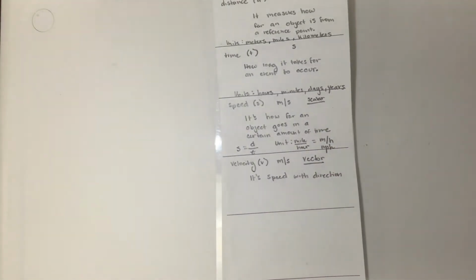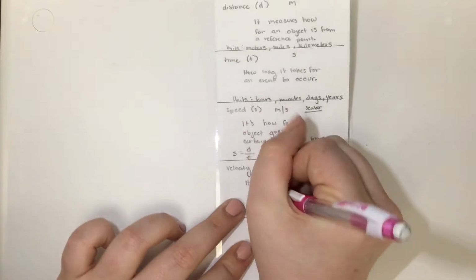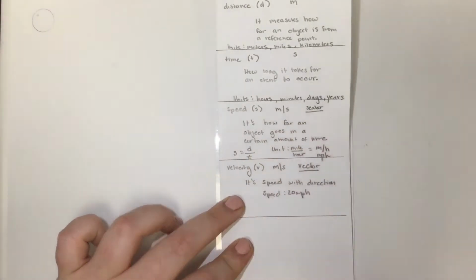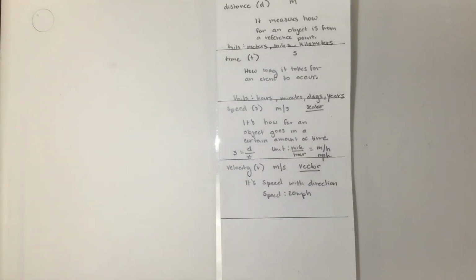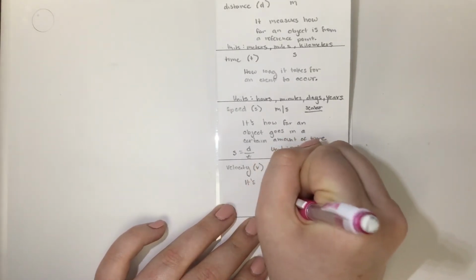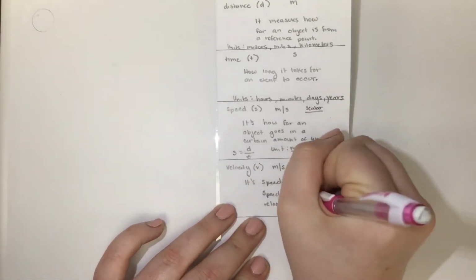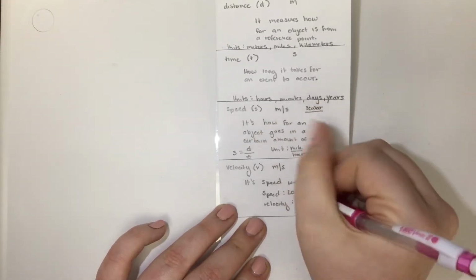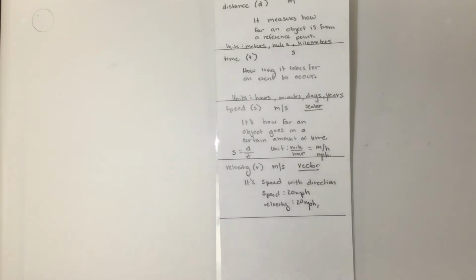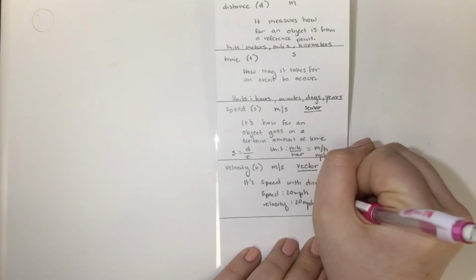So usually if we were just looking for speed, we could use 20 miles per hour, and that's a measurement for speed. However, if we're going to look at velocity, not only do we need to know the amount of time an object goes, we also need to know a direction it goes. So, east, west, north.